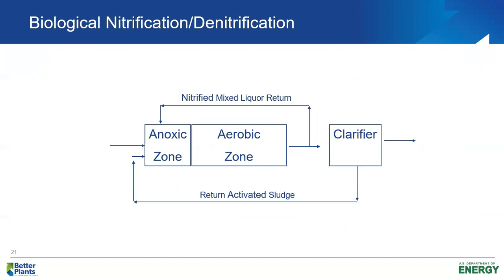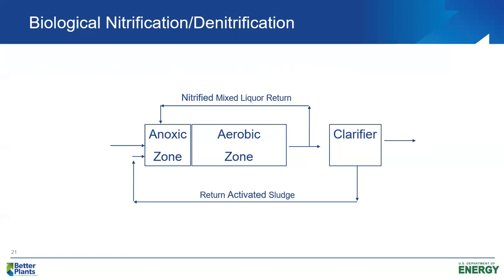In other words, we locate the anoxic zone ahead of the aerobic zone. And typically what we'll do is we'll return mixed liquor from the end of the aerobic zone back to the anoxic zone. And the primary reason we do that is to get the nitrates coming out of the aerobic zone back to the anoxic zone so that we have an adequate amount of nitrates so that we have good anoxic metabolism.